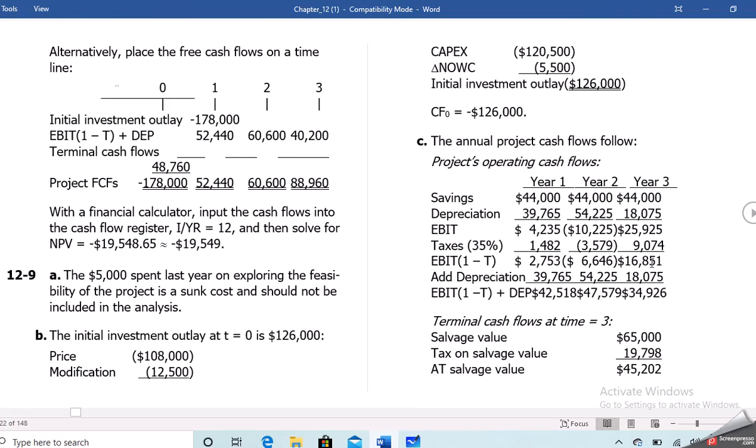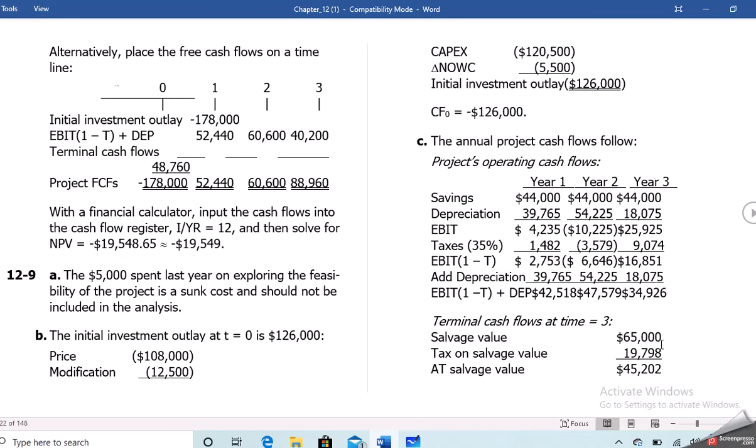Then our cash flow for year 3, again, we do it the same way, but then we're going to come down and say, okay, but in year 3, the project ends. So we're going to get 34,926 plus our terminal cash flow. So here's our terminal cash flow. It says, okay, we've got a salvage value of $65,000. That's how much we can sell it for. But then we have to calculate, do we have a gain or a loss on that?